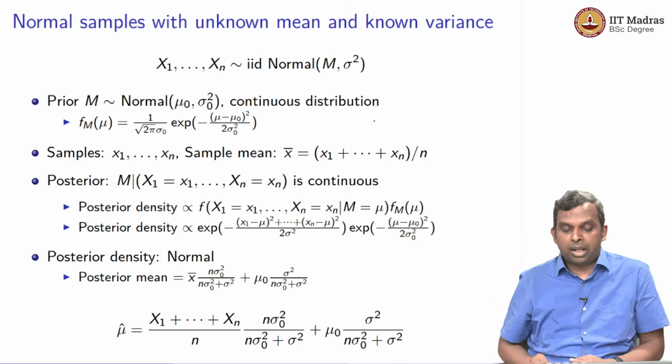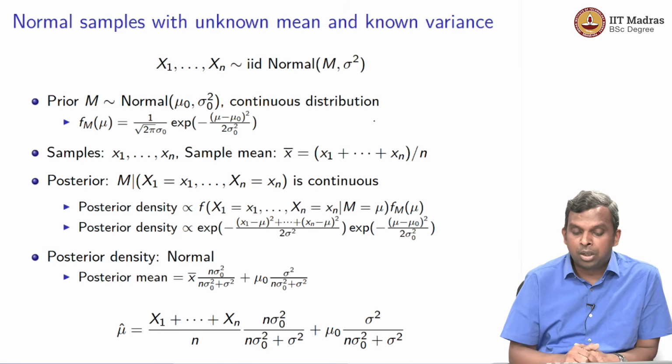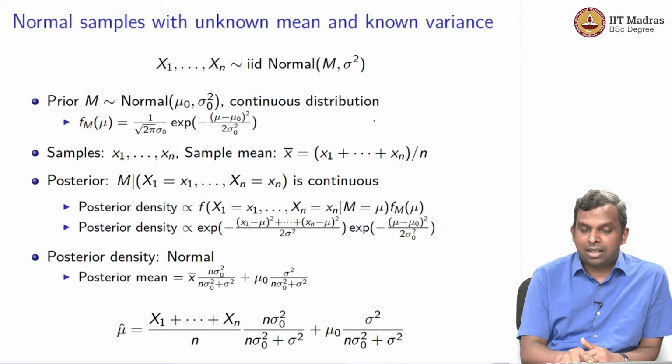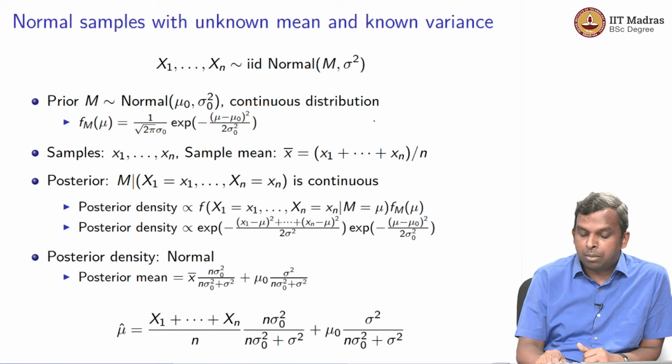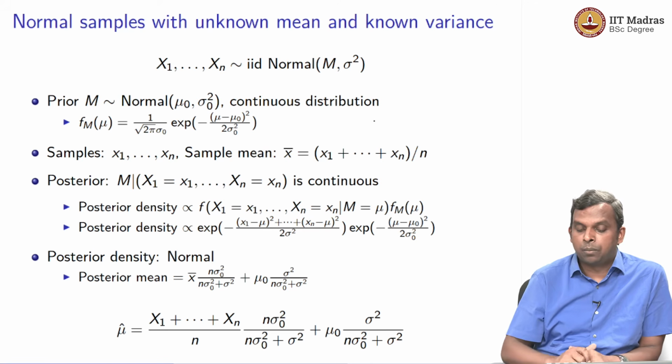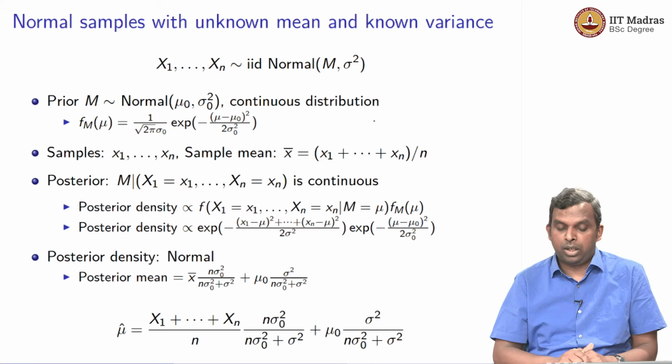Okay, so now if you want to get the estimator for mu, I'm going to replace the sample mean with the random variable, capital X bar, and then you get n sigma squared by n sigma naught squared plus sigma squared, plus mu naught sigma squared by n sigma squared, etc.